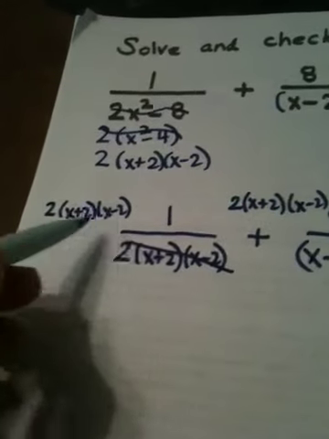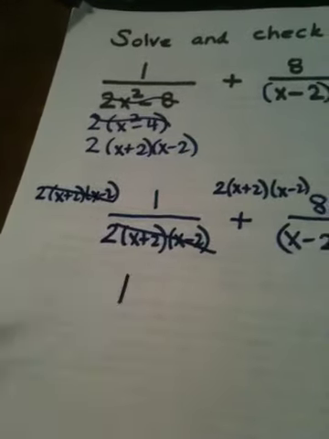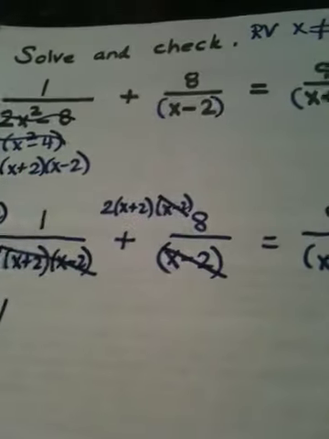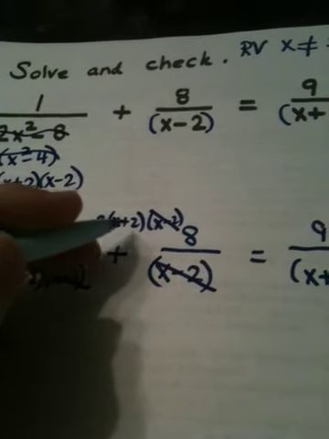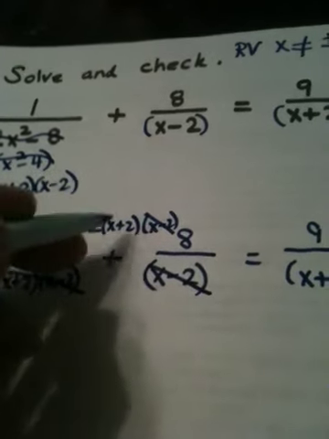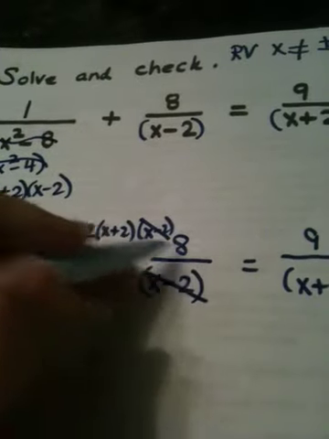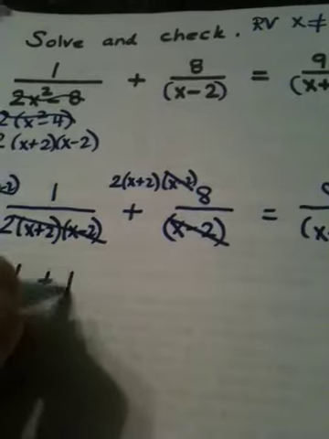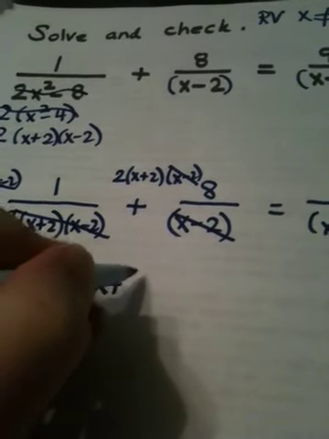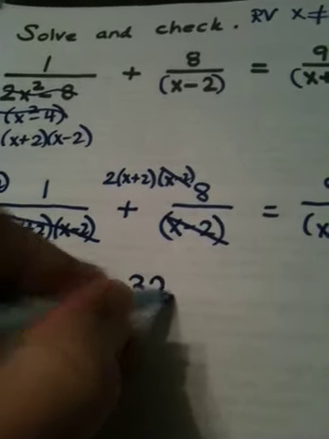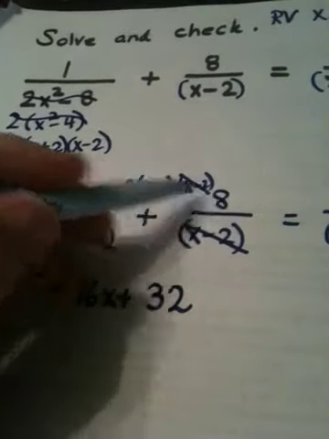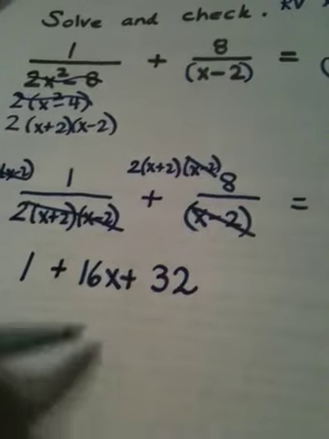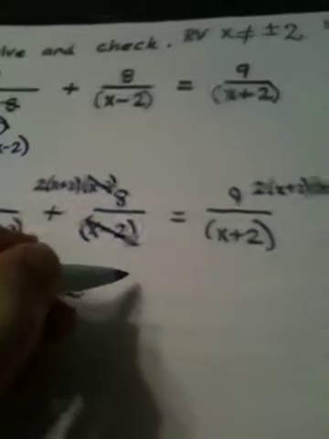Here when I multiply, this all cancels, leaving me with a 1. Here when I multiply, the x minus 2's cancel. I have a 2, an x plus 2, and an 8. 2 times 8 is 16, and then 16 times x plus 2 is 16x plus 32. Okay, watch that again. 2 times 8 is 16. When I distribute the 16 to the x plus 2, I get this.